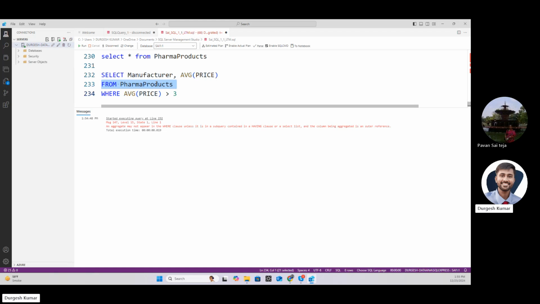So let's say I'm a database. I'm a live human database, doing this job for you. So I get your query. I understand you are looking for information from pharma products. Then, after FROM, I enter into WHERE and I find that you are asking WHERE average of price greater than 3. I don't know what this average price is. So how will I get something? WHERE cannot calculate, WHERE can only compare.